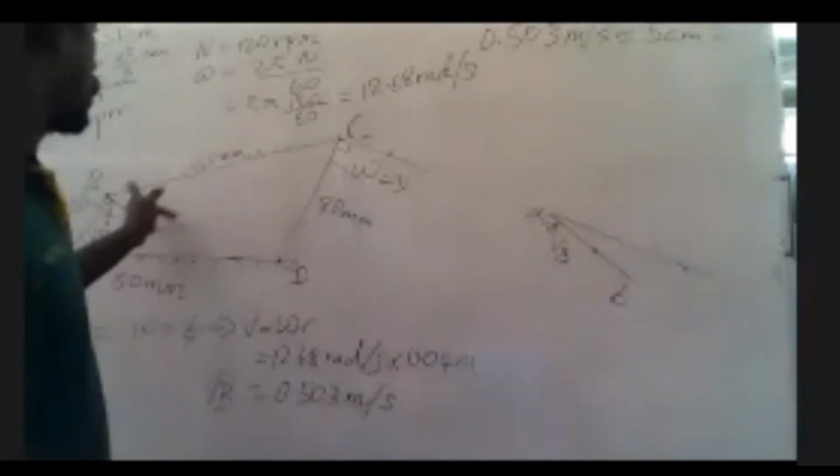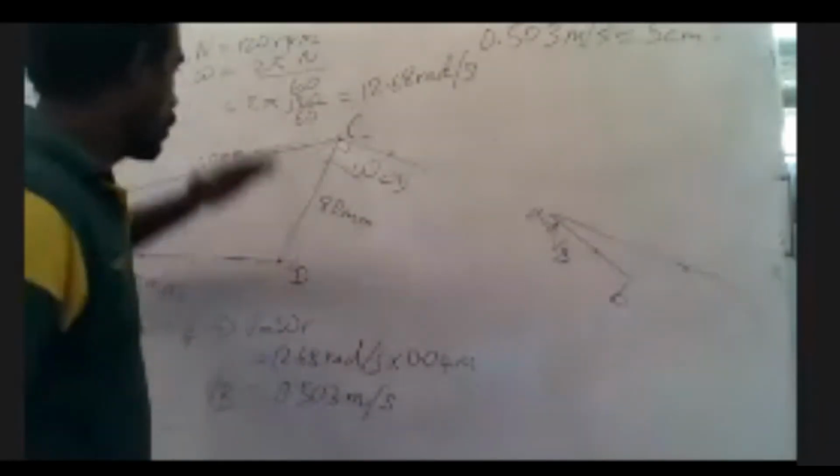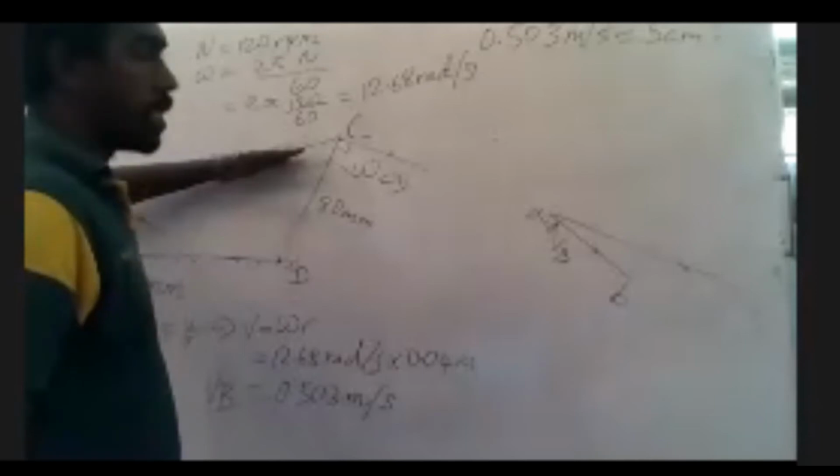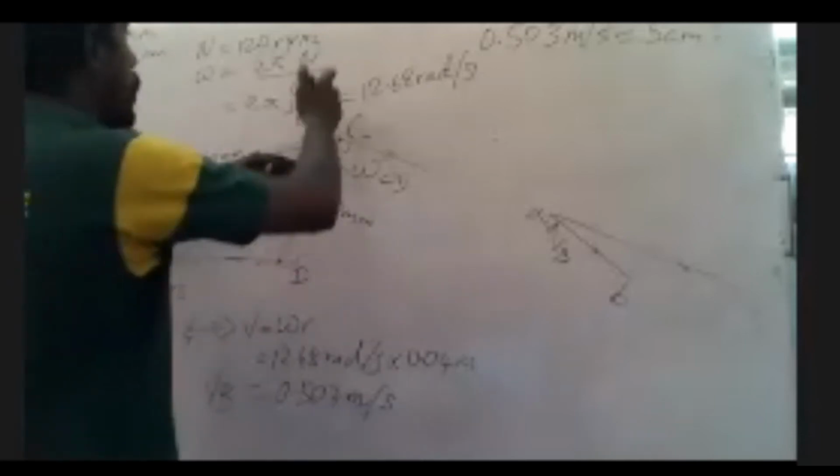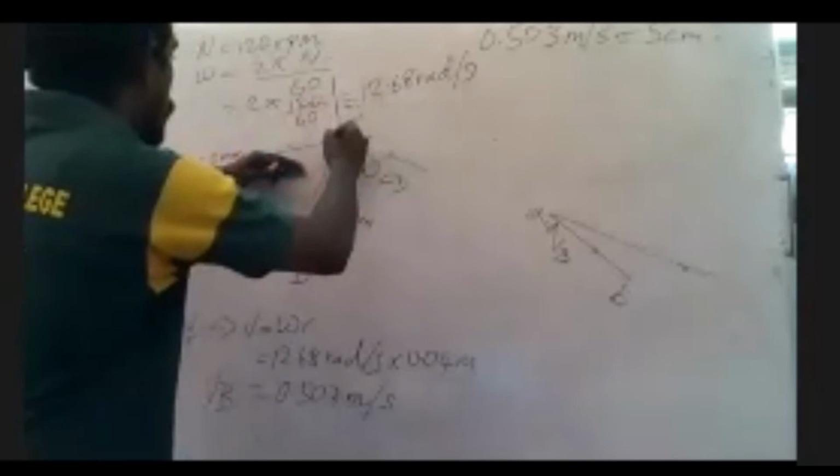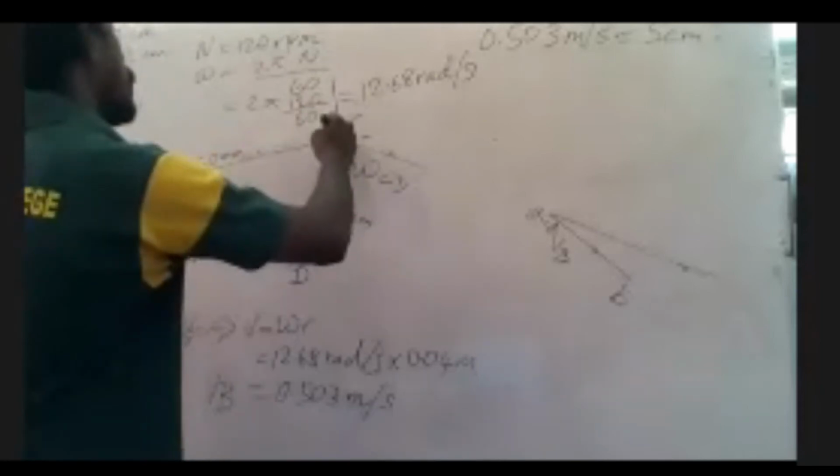Now we will draw for CB. CB is a link, and the velocity is going to be perpendicular, in some direction like this.